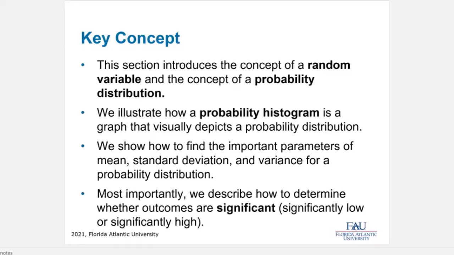distribution. Then we're going to illustrate how a probability histogram is a graph that visually depicts a probability distribution. We show how to find the important parameters of mean, standard deviation, and variance for a probability distribution. And then, most importantly, we describe how to determine whether an outcome is significantly high or significantly low.